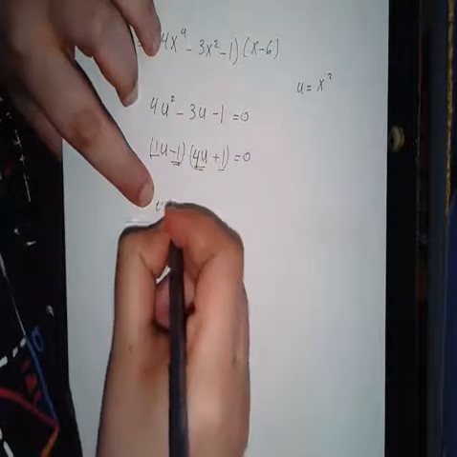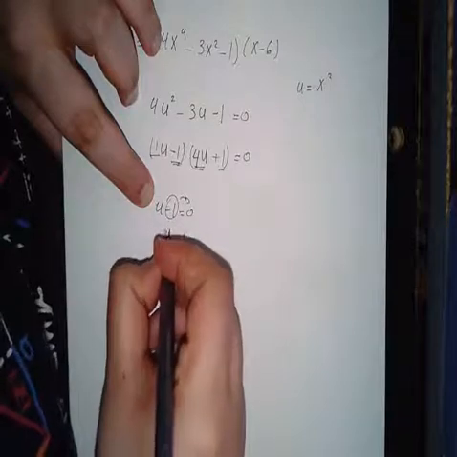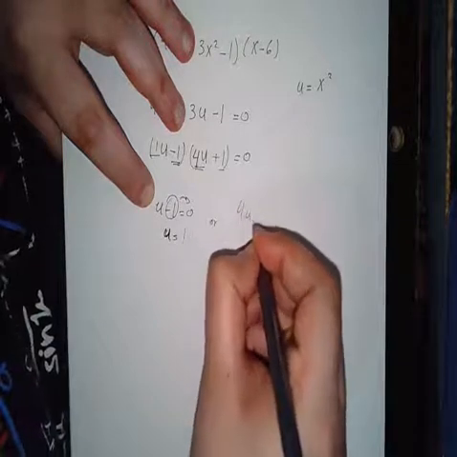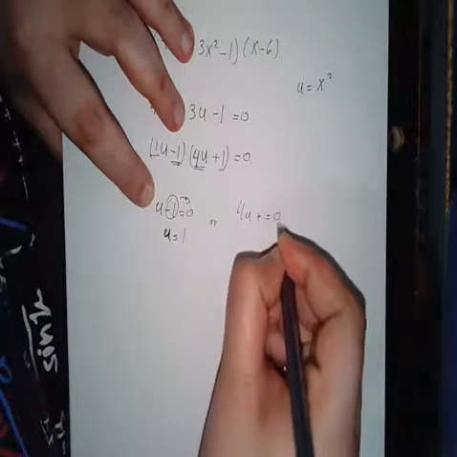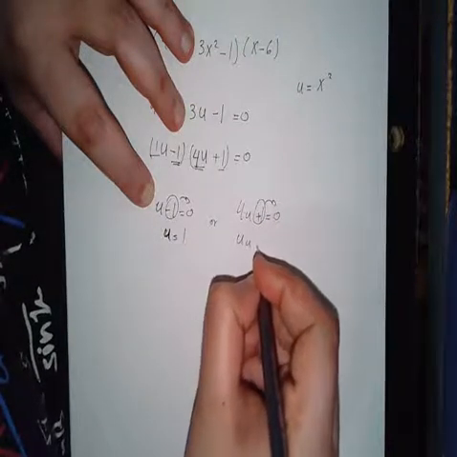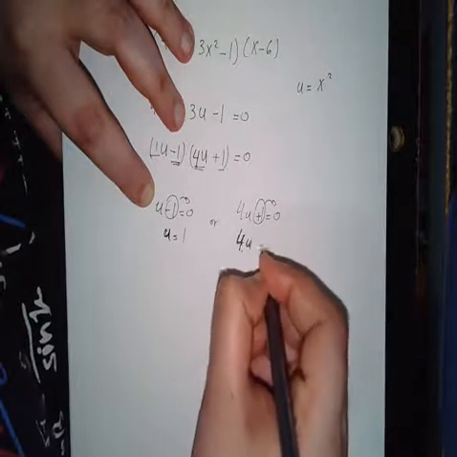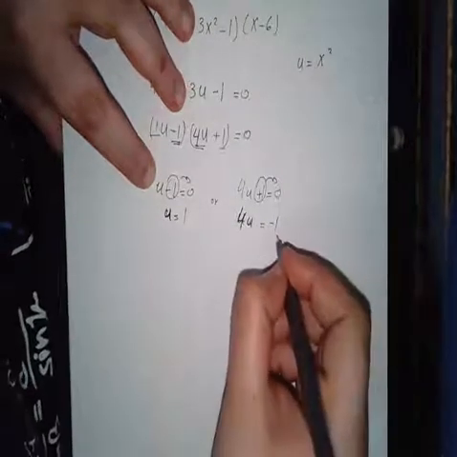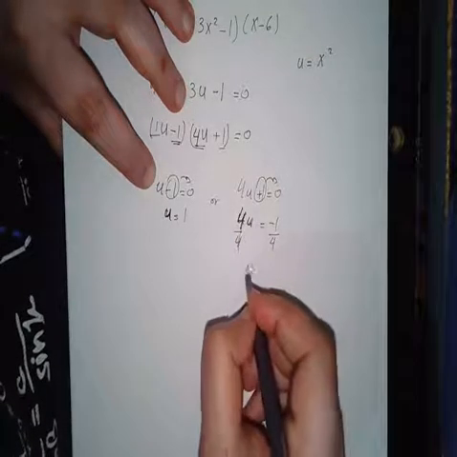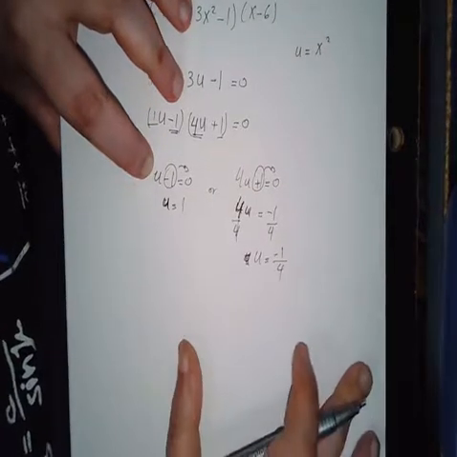So my two pairs of parentheses now say what? We have u minus 1 equals 0, which if you solve it, it becomes u equals 1. Yeah? Or, 4u plus 1 equals 0, which if you move it to that side, it becomes 4u equals negative 1, right? So divide by 4, divide by 4. This goes away, and you end up with u equals negative 1/4, correct?